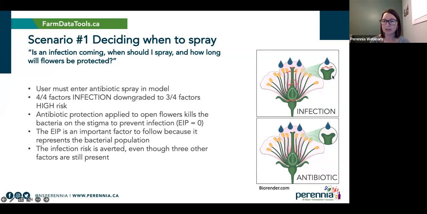So just to show that in a picture here, of course, you have bacterial growth and there's water. So of course, it's going to result in an infection. But if you put the antibiotic on, you don't have the bacterial growth. So there's no risk of infection as long as you've had good coverage of your antibiotic on the floral stigma.